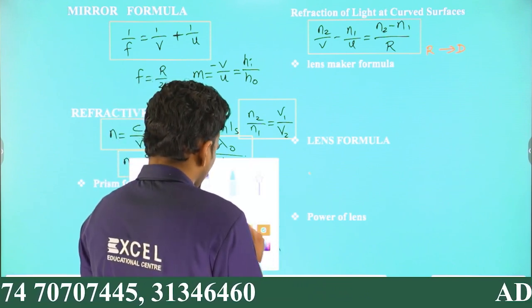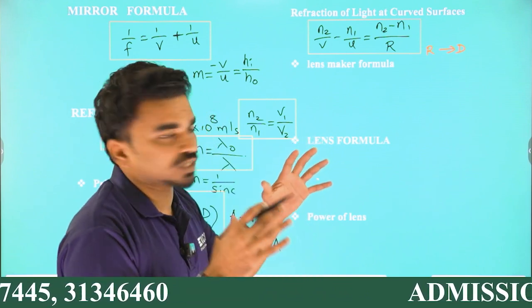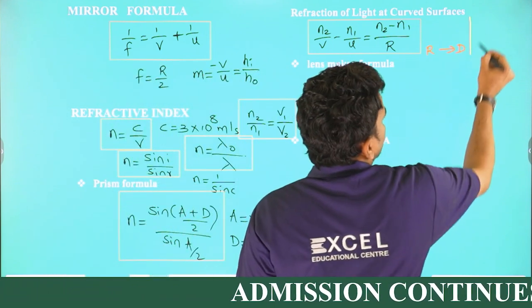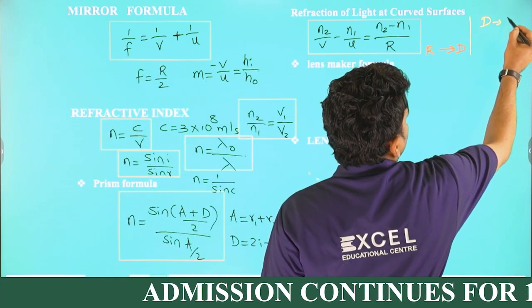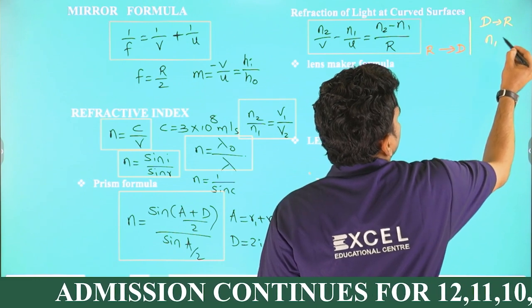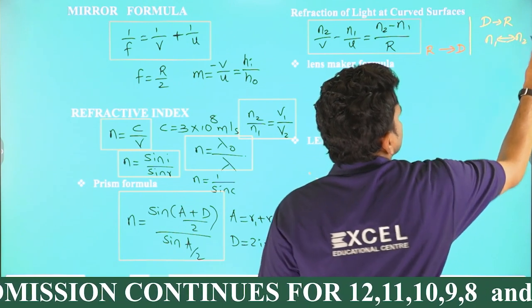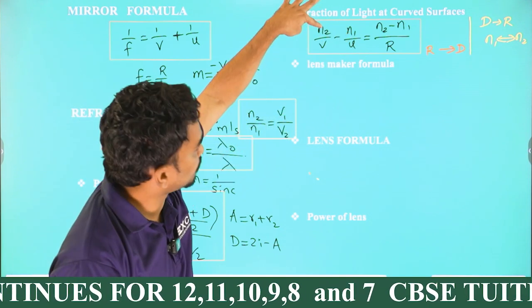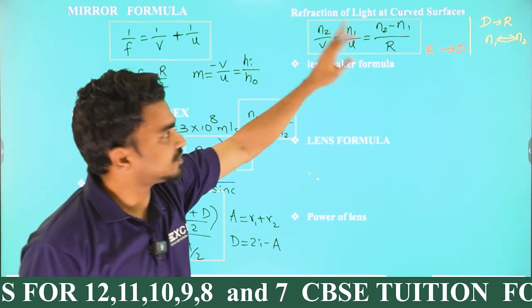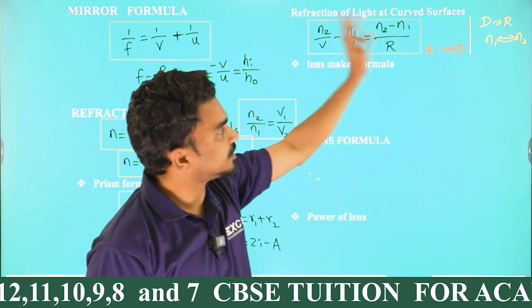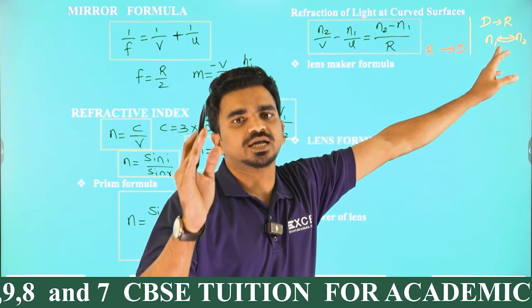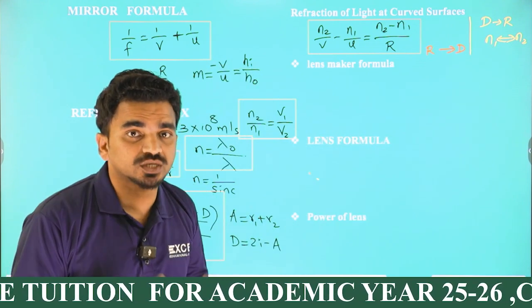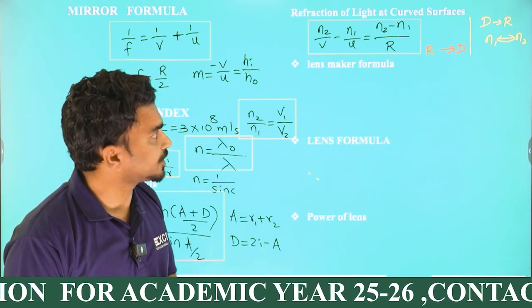And what if light goes from denser to rarer? When it is denser to rarer, what do you want to change? N1 and N2 just exchange. Interchange the places of N1 and N2. In the same equation, in place of N2 write N1, and in place of N1 write N2. Then that formula is valid when the light is going from denser to rarer medium in refraction of light through a curved surface. Keep that in mind.